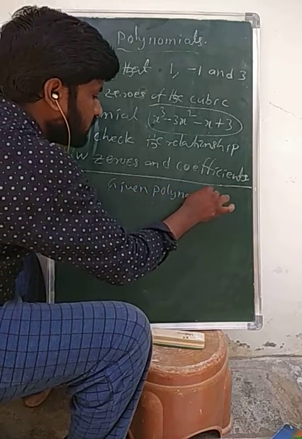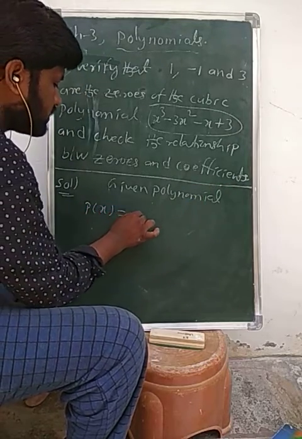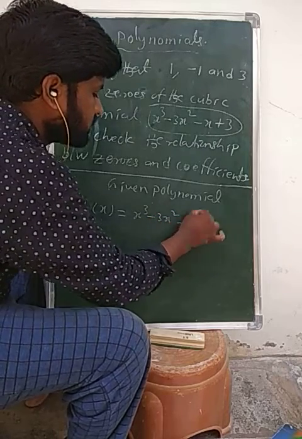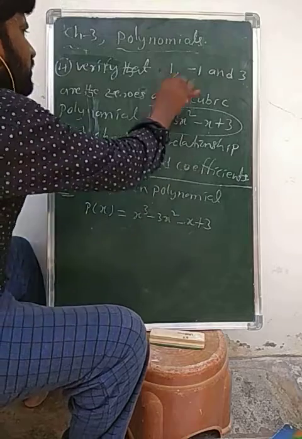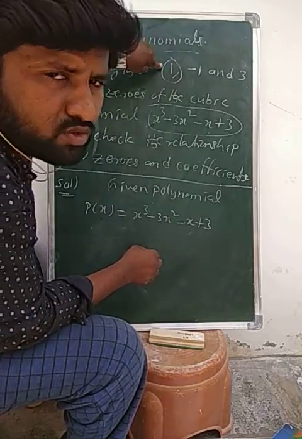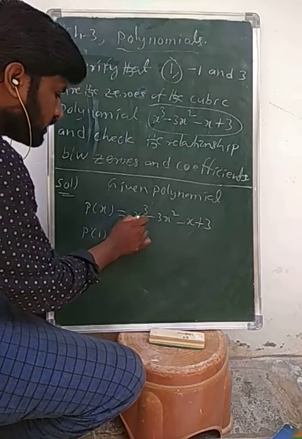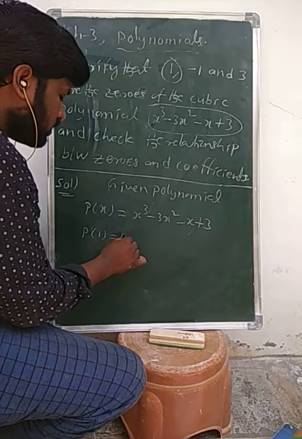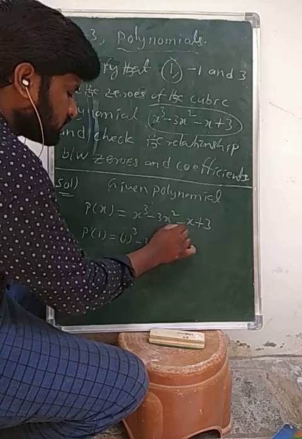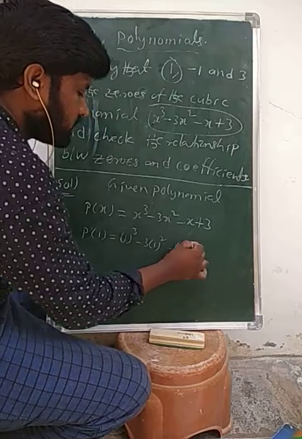Given polynomial, that is p of x is equal to x cube minus 3x square minus x plus 3. First of all, I am replacing x by 1. So p of 1 is equal to x cube, that is 1 cube, minus 3 of x square, that is 1 square, minus x, that is 1, plus 3.